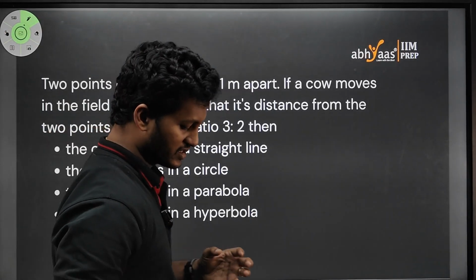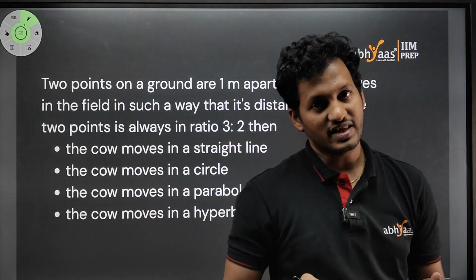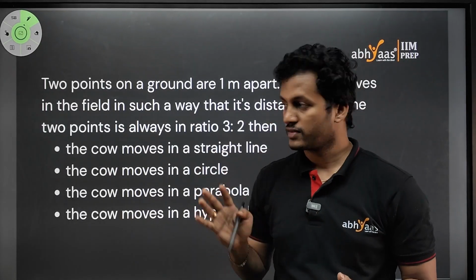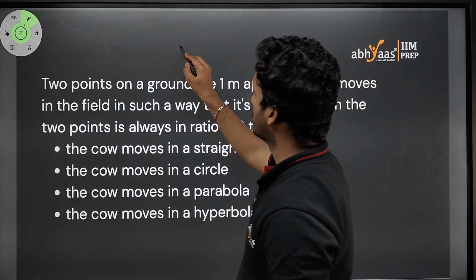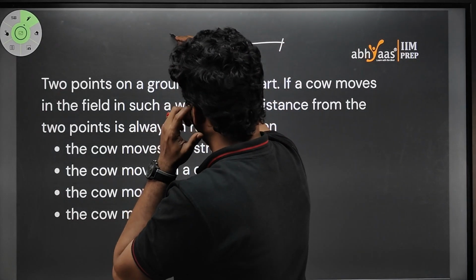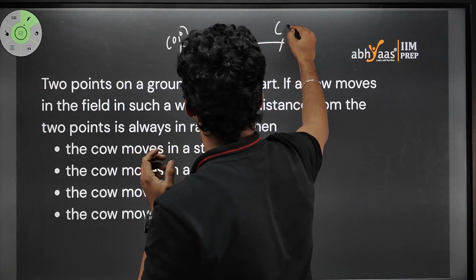So what is meant by this locus problem? The locus is nothing but it will follow the same rule in every way it moves. So the two points on the ground, let us say, are 1 meter apart. Let us take this as the origin, since we have to go into a coordinate system.